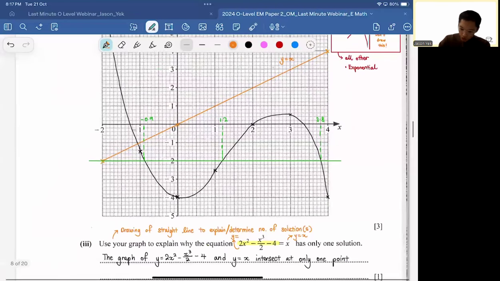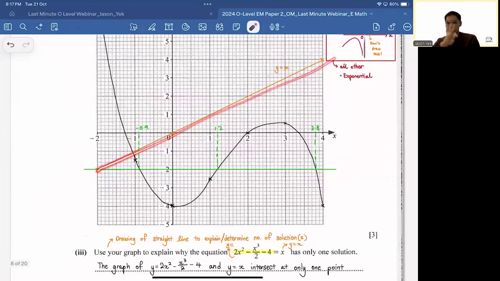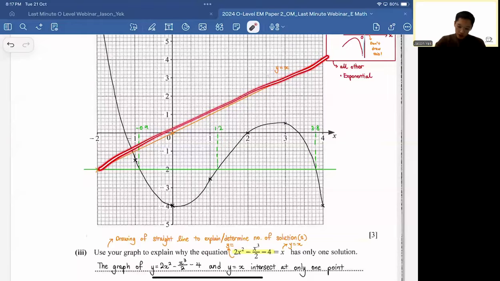So how do you draw the graph for, in this case, y equals to x? Okay, you just plot 3 points. I realize a lot of you like to overkill. You all do 8 points, 9 points. No need. 3 points. Why 3 points? Straight line, you only need 2 points. The last point over here is for insurance, just to make sure you draw your straight line.